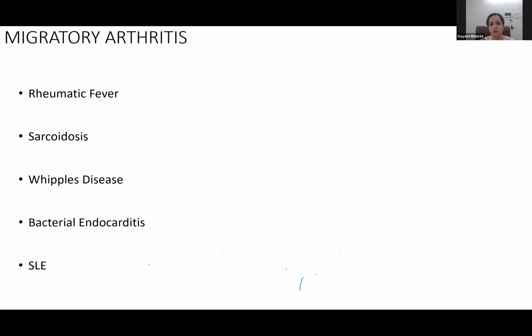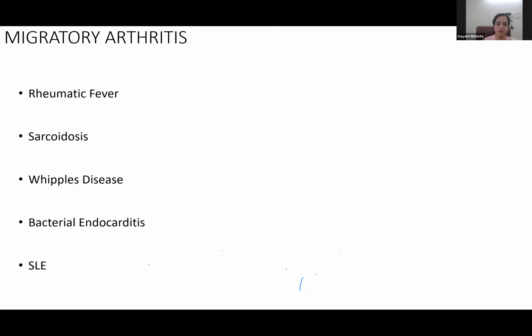Migratory arthritis. Whenever you are appearing for your viva, these definitions are asked: the difference between intermittent arthritis, migratory arthritis, and fleeting arthritis, etc. Your rheumatic fever, which we do not see so commonly nowadays, but yes, acute rheumatic fever can have migratory arthritis. There is a fleeting joint pain.